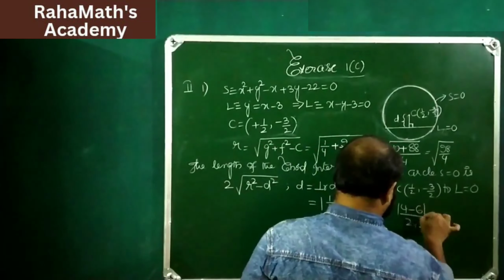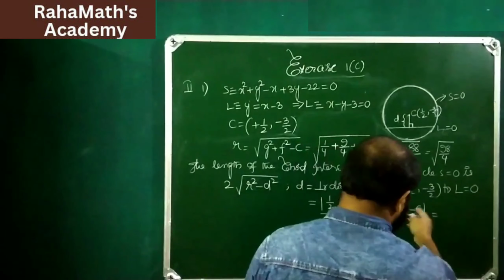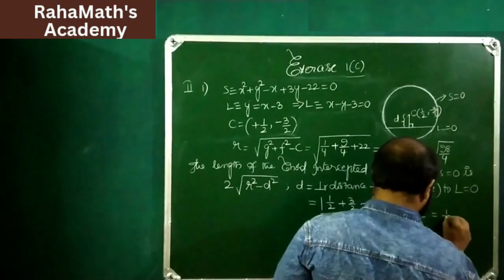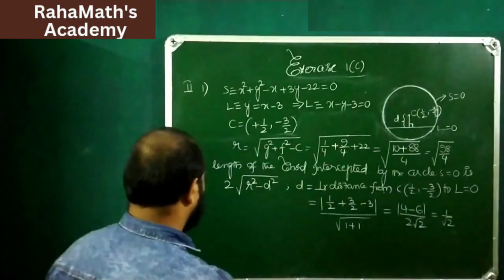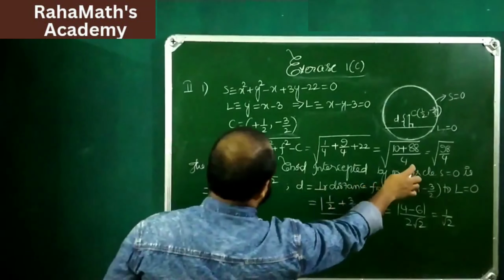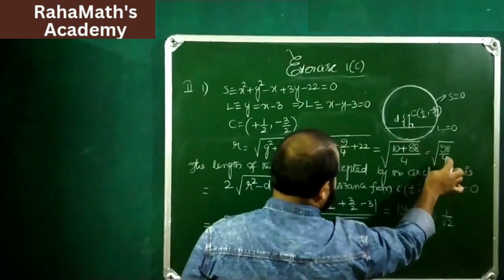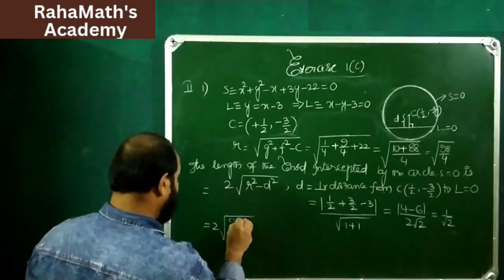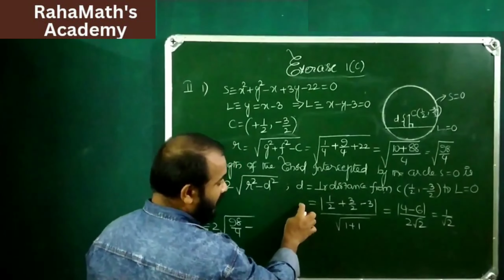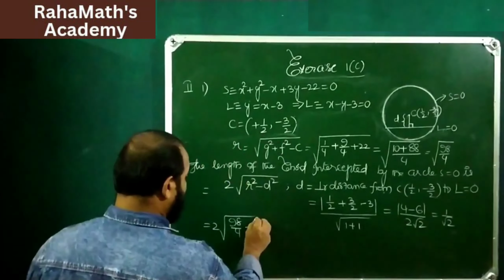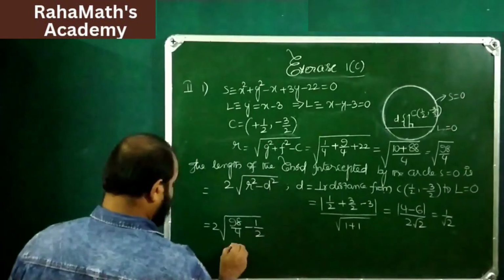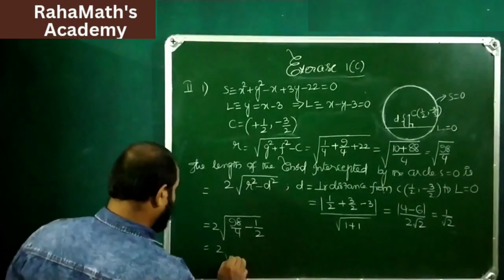So this is modulus. 4 minus 6 is 2. 2 by 2 gets cancelled. So 1 by root 2. Now, so 2 into what is r square? r is equals to root 98 by 4. r square is 98 by 4 minus what is d? d is equals to 1 by root 2. What is d square? 1 by root 2 whole square, which is 2.